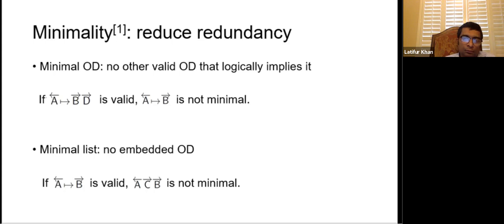And we also have the concept of minimal list. An attribute list is minimal if we cannot find any embedded OD in it. For example, A descend, C ascend, B ascend is not minimal if A descend orders B ascend is valid. As to minimal ODs, both sets must be minimal lists.